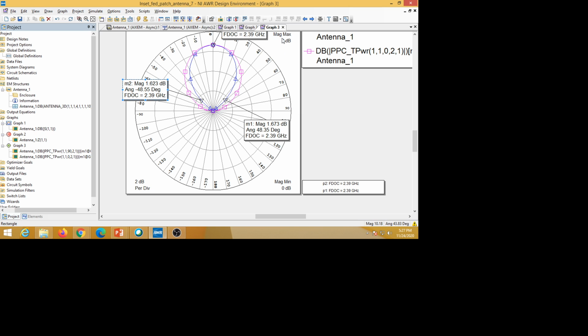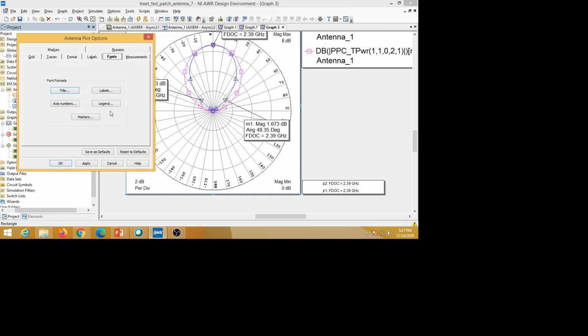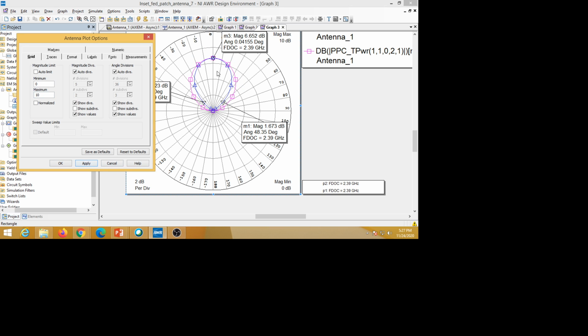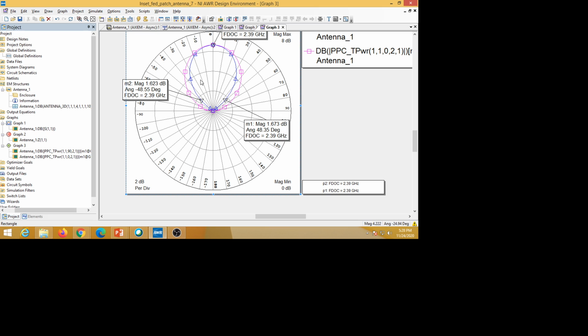You can also change the number of divisions. Go to options here; I took grid maximum as 8. If I take 10 and apply, this is now 10, again 2 dB per division: 2 dB, 4 dB, 6 dB, 8 dB, 10 dB. Because our gain itself is 6.6, I have taken 8. Apply, and like this you can draw. So this is for theta variation, phi constant.